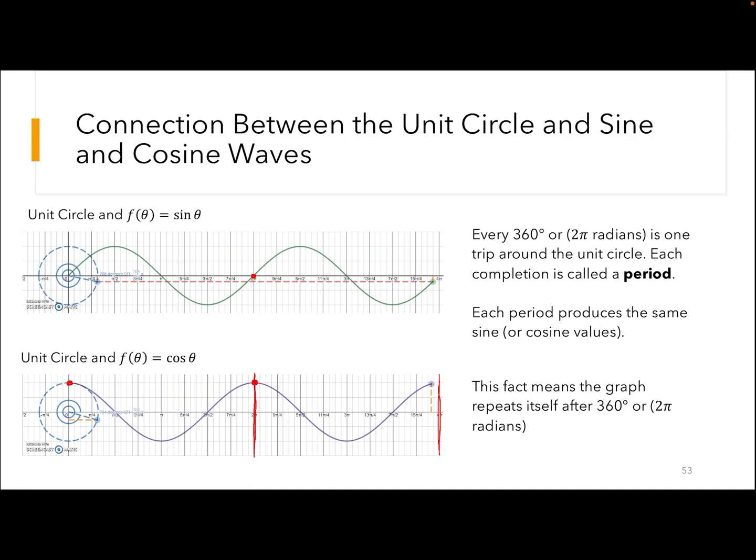Now we know from first semester that we can do transformations to these graphs. We can shift it left or right, up or down, and we can have horizontal or vertical compressions. And so that's what we're going to spend the rest of this video doing.